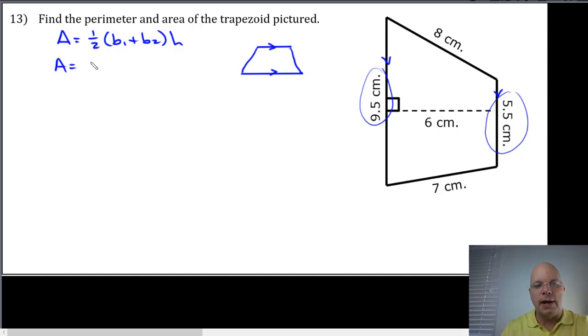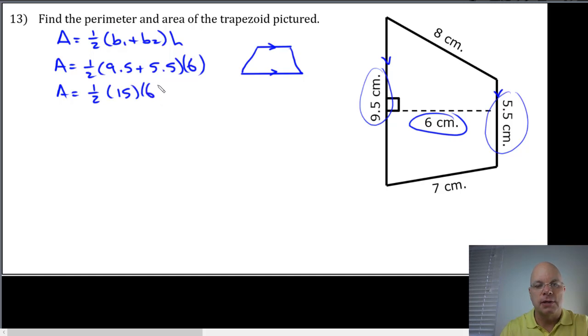So area is 1/2 multiplied by the two bases, which are 9 and 5/10 and 5 and 5/10, multiplied by the height. The height is the perpendicular distance between the bases. So this is our height, 6. So simplifying this expression, I have 1/2 of 15 multiplied by 6. I'm going to associate to my advantage and multiply the half times the 6 first and get 3. And 3 multiplied by 15 is 45.